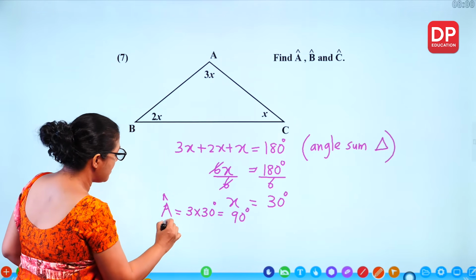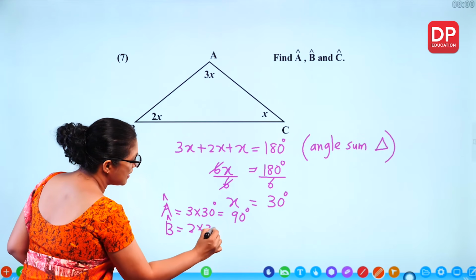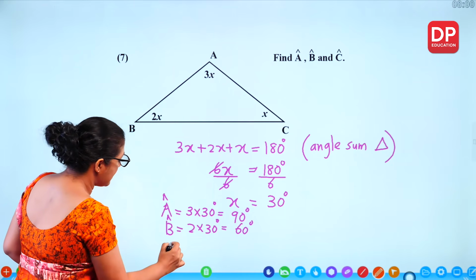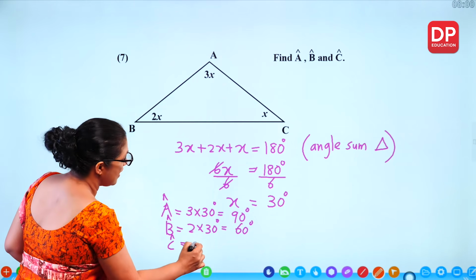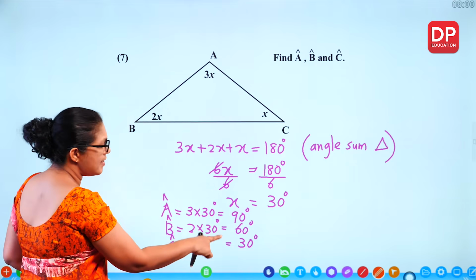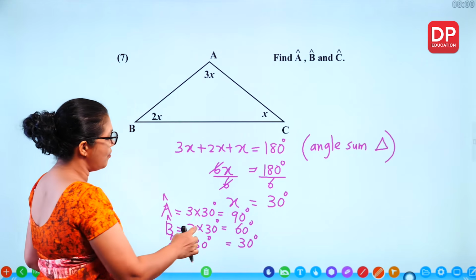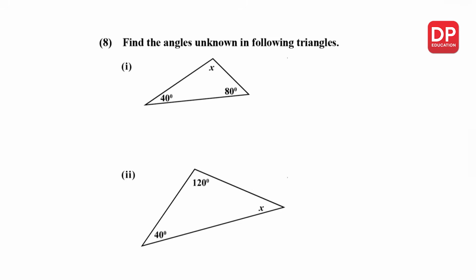What's the B angle? B angle is 2x. 2 times 30, that's 60 degrees. And C angle is x. That's 30 degrees. So when you add these three angles, what do you get? You are getting 180.